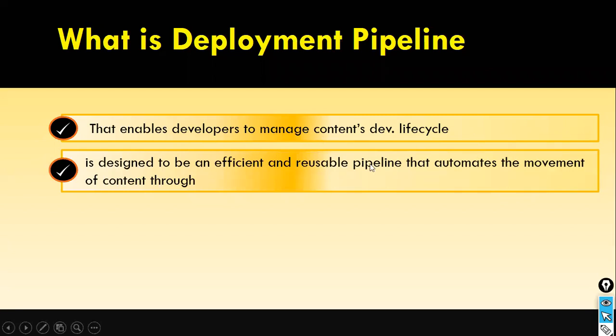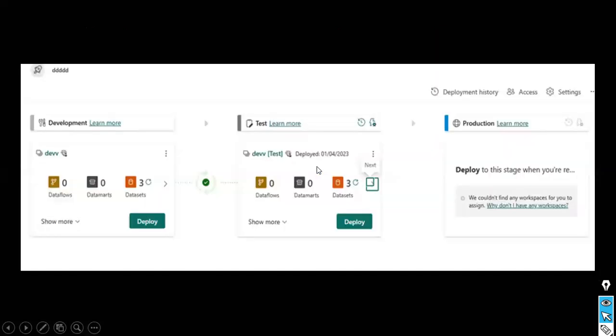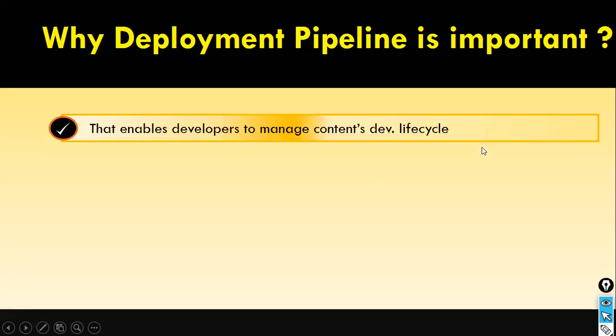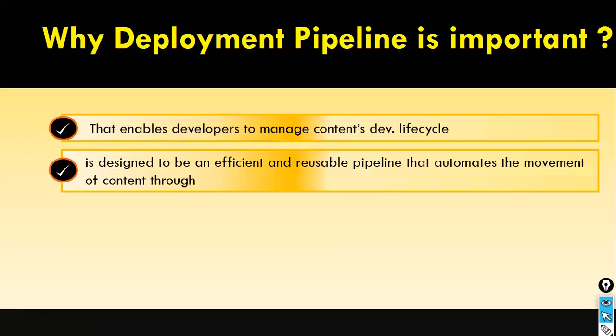So they have to manage the content and the development life cycle, and it is designed to be an efficient and reusable pipeline. It is reusable. It automates the movement of content through this pipeline. And this is what I mentioned: development, test and production, which I have shown you in the Power BI cloud service. And the advantages, why the deployment pipeline is important.